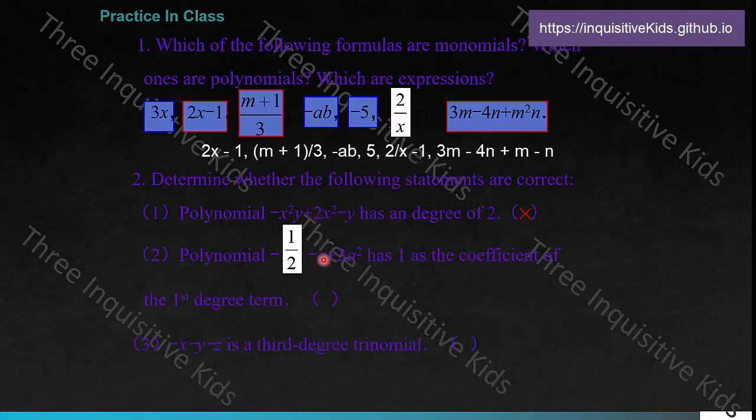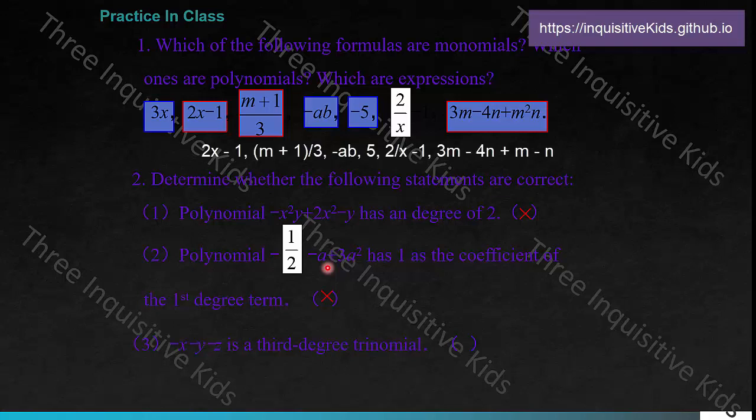And the second statement. The statement is that polynomial negative 1/2 minus a minus 3a squared has 1 as the coefficient of the first degree term. Let's first find which one is the first degree term. Well, negative a is the first degree term, but negative a has negative 1 as the coefficient of it. So no, that is also incorrect.